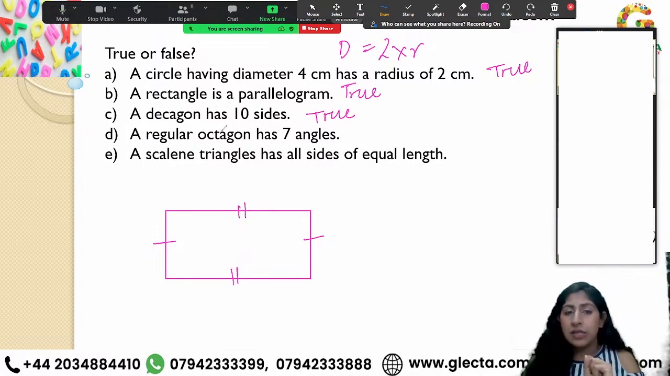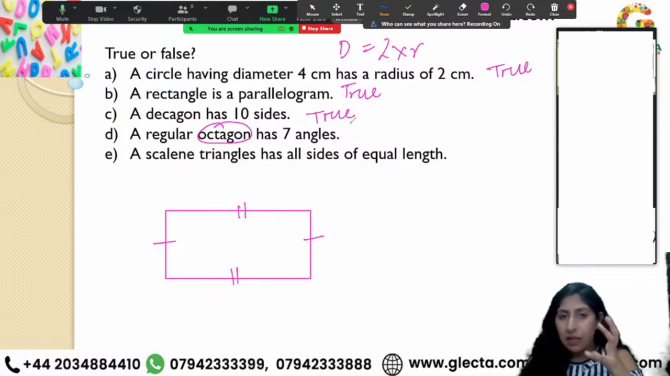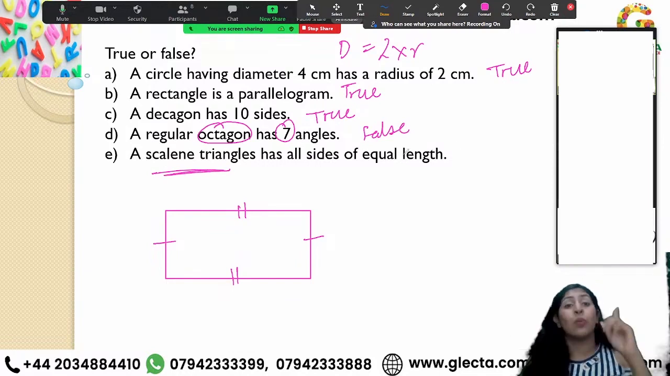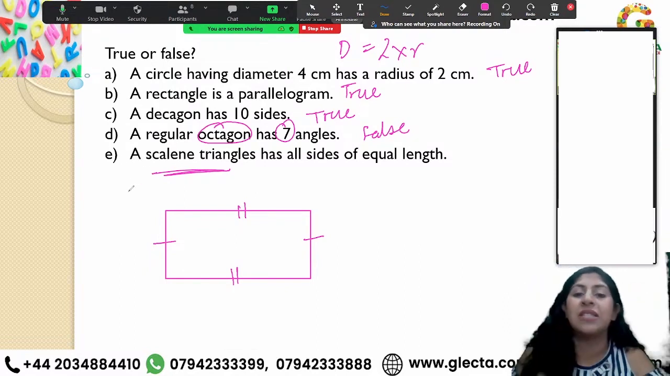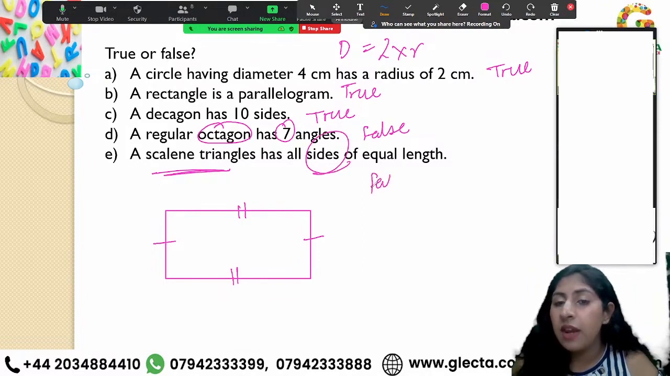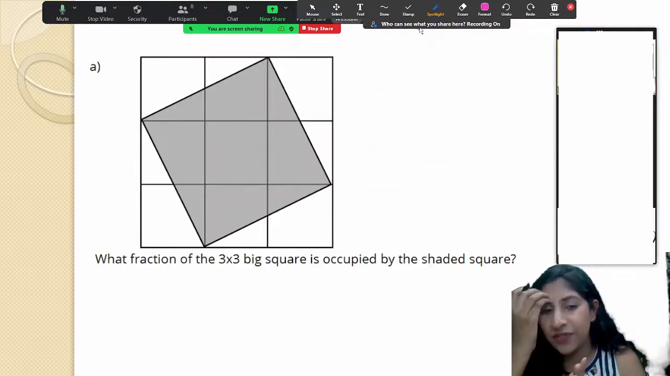A regular octagon has 7 angles. No. Octagon is a shape with 8 sides. So a shape with 8 sides would have 8 angles. So this is false. A scalene triangle has all sides of equal length. When we have all sides of equal length, then that triangle is called an equilateral triangle. Scalene triangle is the one that has all sides different, right? So this is again false. These are my answers. But now let's move on to the past year paper question kind of thing.